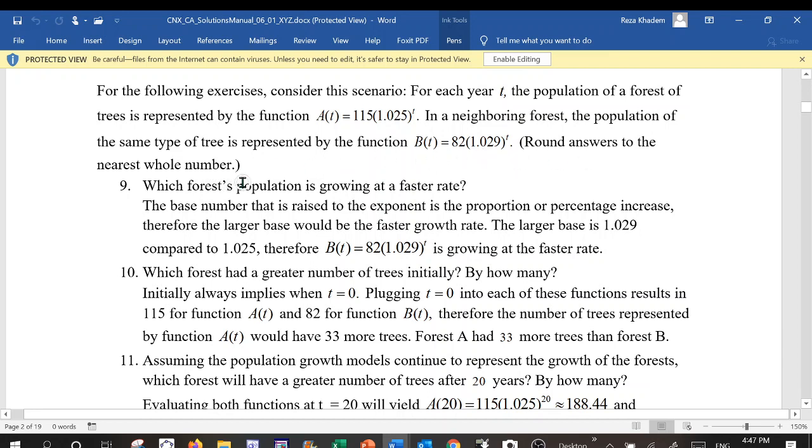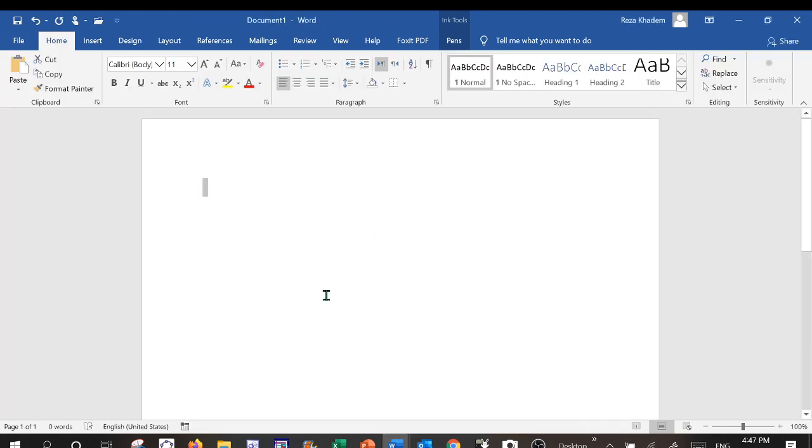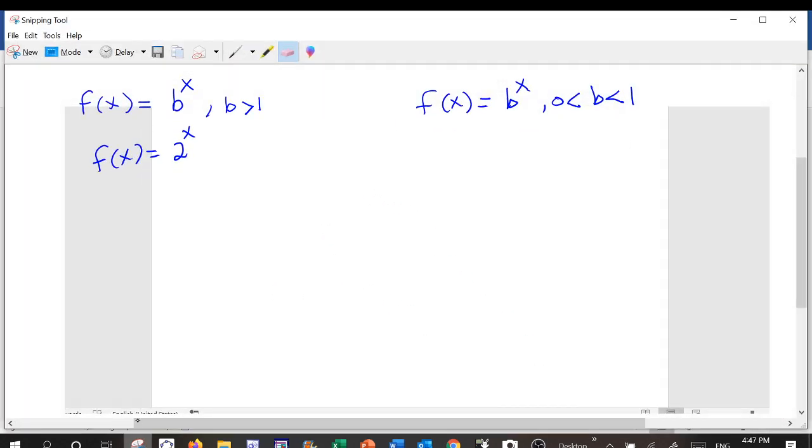Round your answer to the whole number. It says, which forest population is growing at a faster rate? Now, to answer this question, I'm going to talk about this idea of exponential functions.